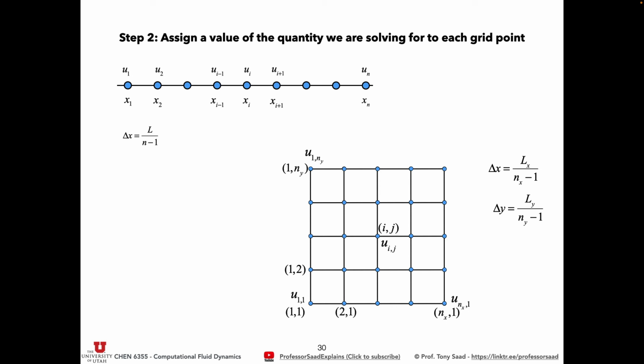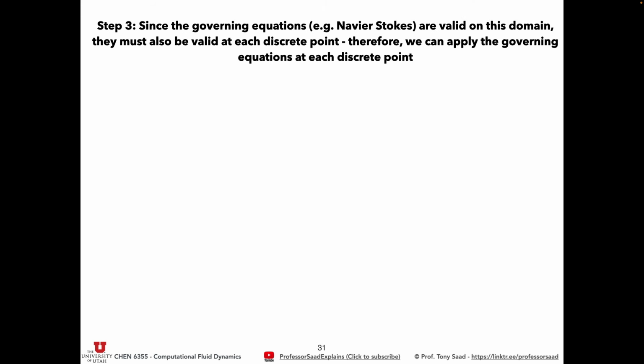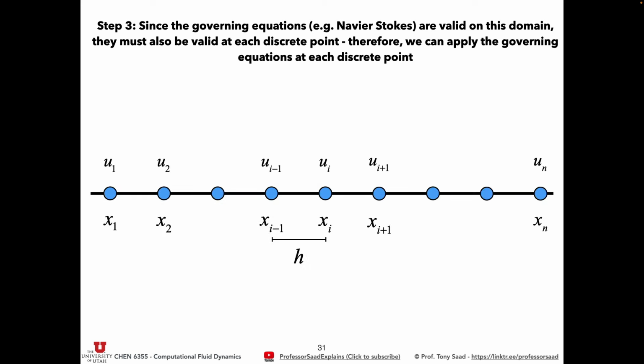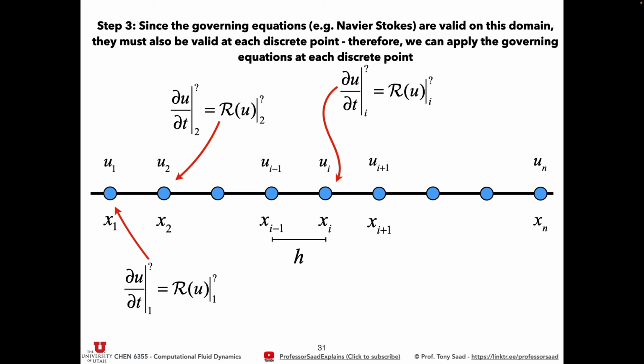Same thing in 2D. Again, we'll talk about 2D later. Now, this is the critical step: the governing equations, aka the Navier-Stokes advection diffusion, are valid everywhere on that domain, the continuous PDEs. And therefore, they are also valid at the discrete points, because the discrete points are a subset of the full continuous domain. So we can apply the governing equations at each one of those discrete points. I can apply my du by dt equals some right-hand side at point 1, and I can apply it at point 2, and at point i, at any point.